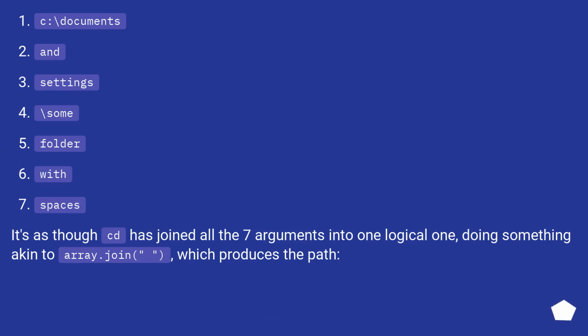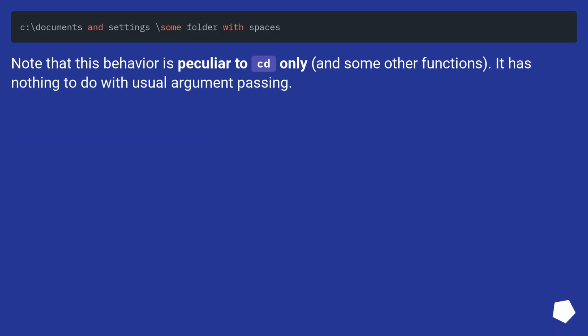See C colon \documents and settings\some folder with spaces. It's as though CD has joined all the 7 arguments into one logical one, doing something akin to array.join, which produces the path. Note that this behavior is peculiar to CD only, and some other functions. It has nothing to do with usual argument parsing.